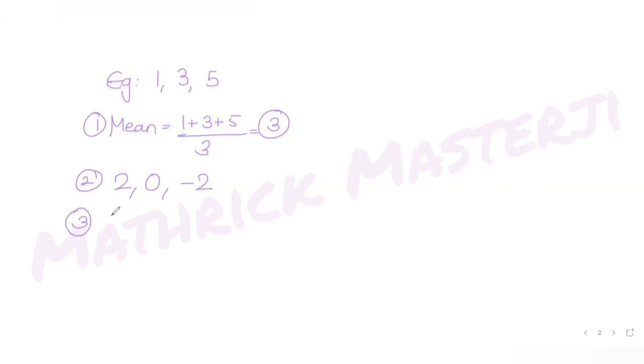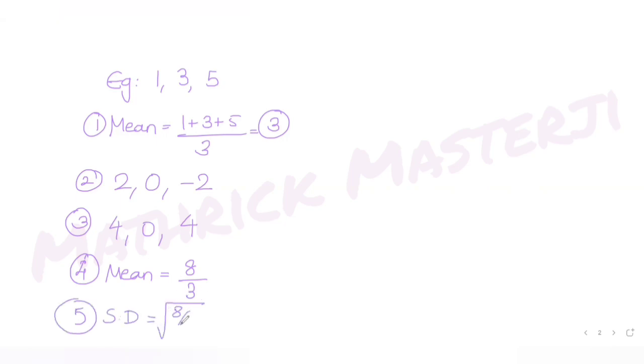Third step, we square the observations. If I square them, I get 4, 0, and 4. Fourth step, I again find the mean value by taking the sum, 8, and dividing by the number of observations, which is 3. Then the standard deviation is the root of this mean, which is root of 8 over 3. So we have got the standard deviation for these terms.